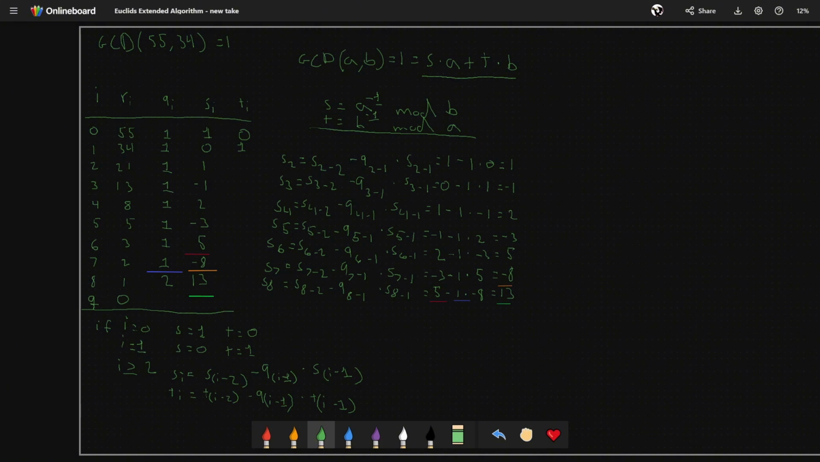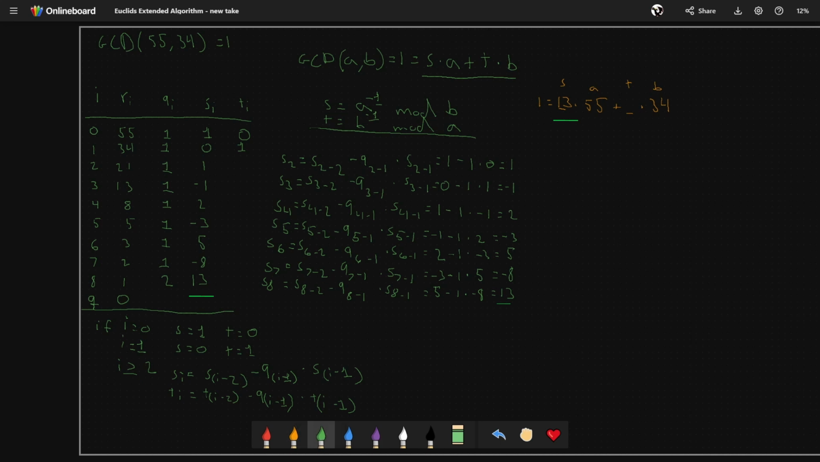And so we can plop that straight into our equation. Let me write that up here, and I'll write it in orange. 1 is equal to blank multiplied by 55 plus blank multiplied by 34. And we just found the first value, S, to be 13. So we plug that into our equation. You can see this is our S value, this is our A value, this is going to be our T value, and over here we'll have our B value.